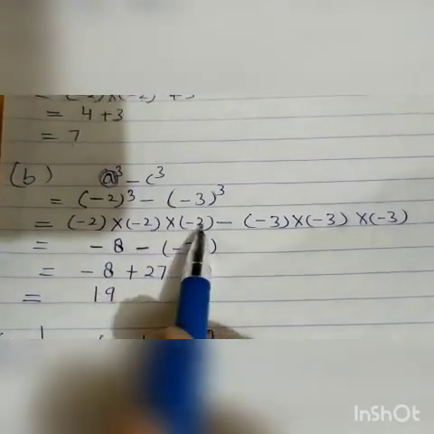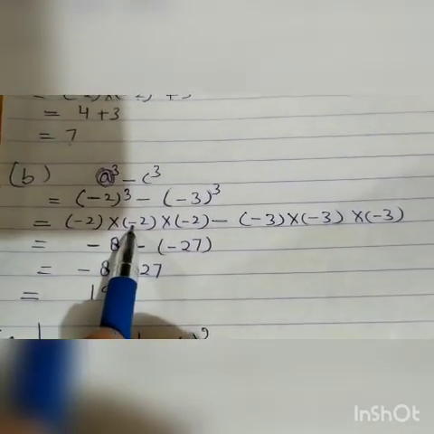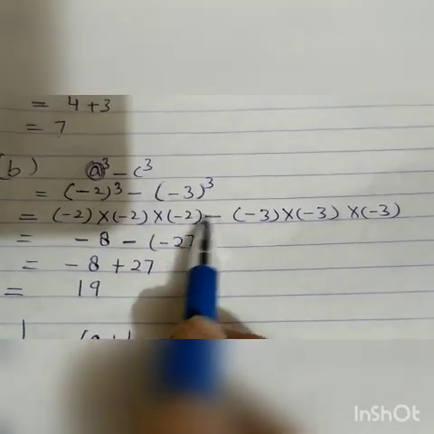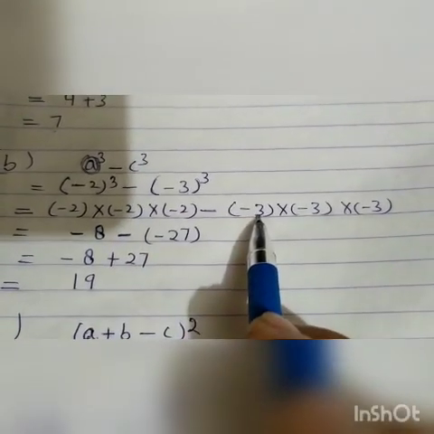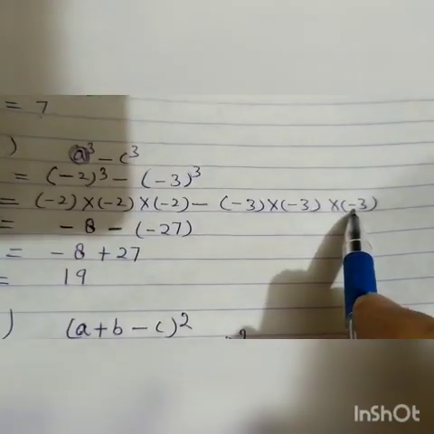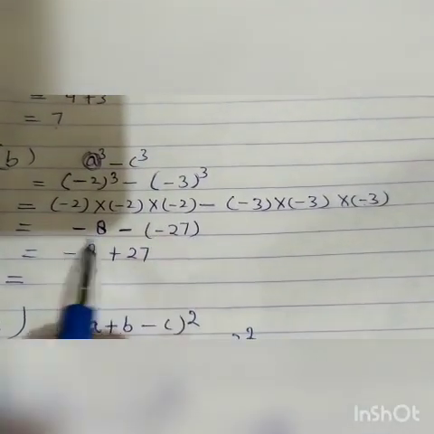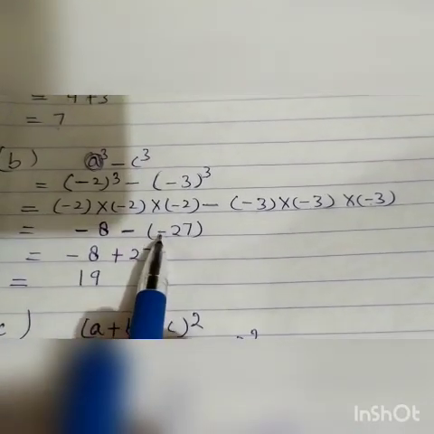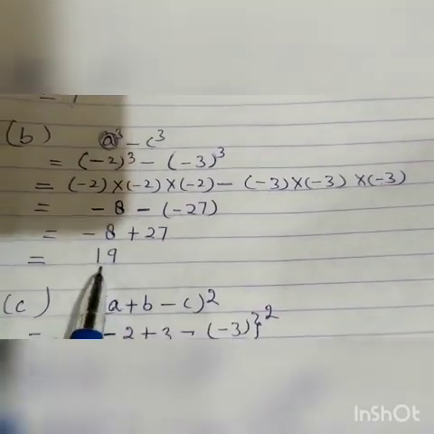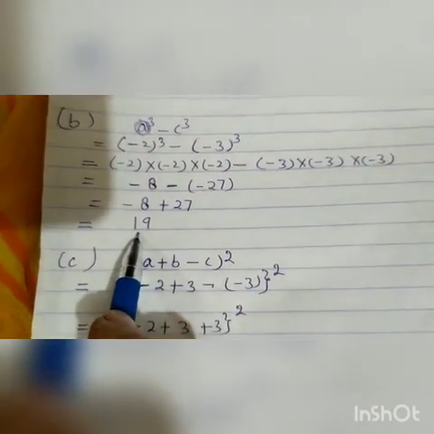2 twos are 4, minus 2 times plus 4. Plus 4 into minus 2 is minus 8. Then this minus here. In the same way, minus 3 times plus 9, into minus 3, is minus 27 within the bracket. Now this minus 8, this minus will make plus 27. We will subtract this 8 from 27, we get 19, positive 19.